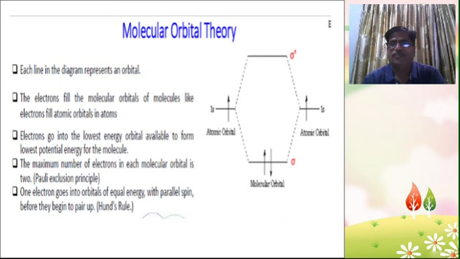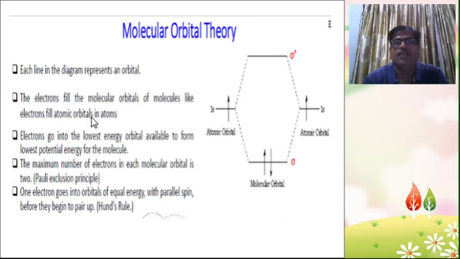Let's start with the MO diagram of diatomic molecules. First, let's see what an MO diagram is. In molecular orbital theory, each line in the diagram represents an orbital. The electrons fill the molecular orbitals of molecules like electrons fill atomic orbitals in atoms.